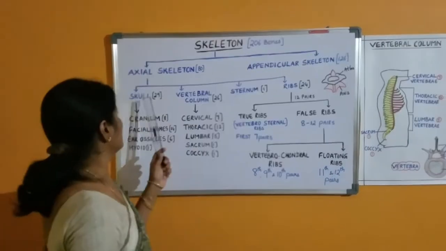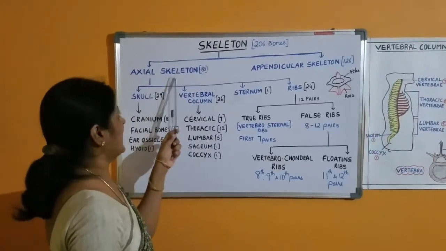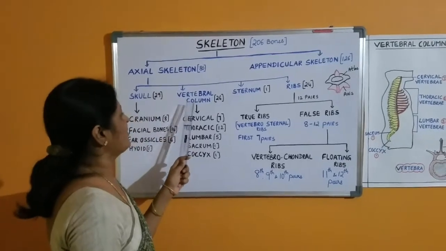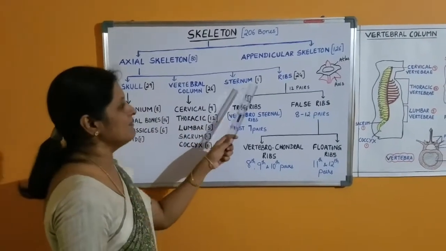In the last class we have studied about the skull of the axial skeleton. Today let us see about the vertebral column, sternum and the ribs.